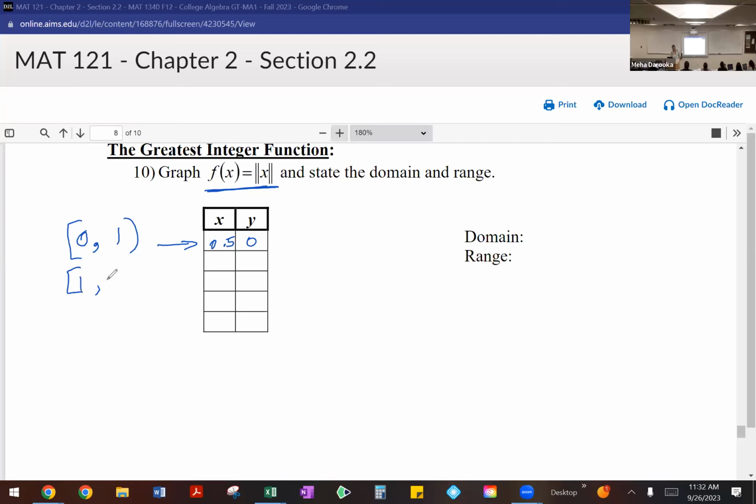In that same way, anything between 1 and 2, and again, you can just use a representative number like 1.5, what will that end up becoming? Yeah, less than. Between 2 and 3, and again, we can use 2.5 as our number. What will that y value be? 2. All right, now let's do negative.